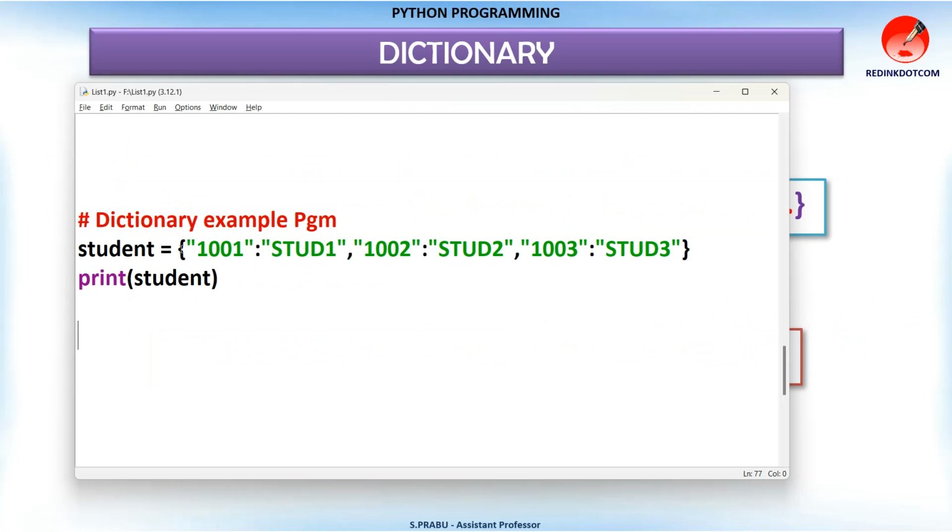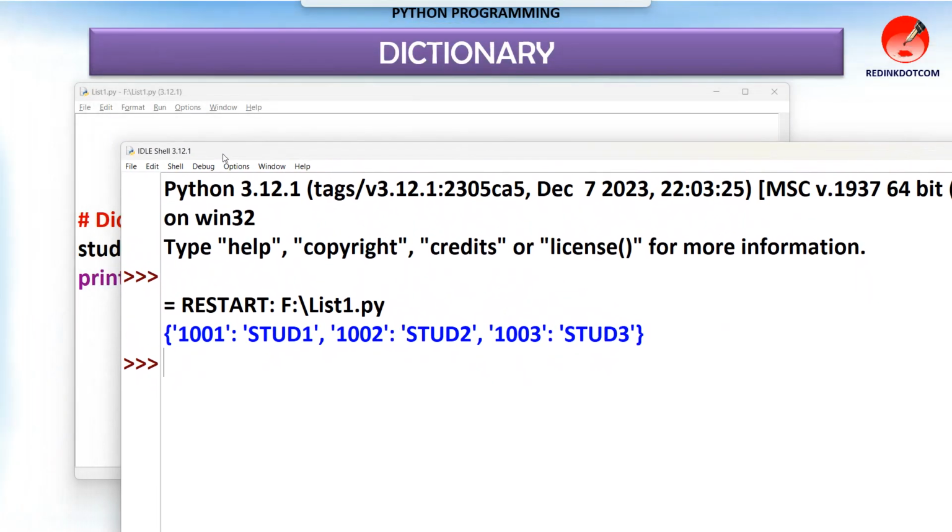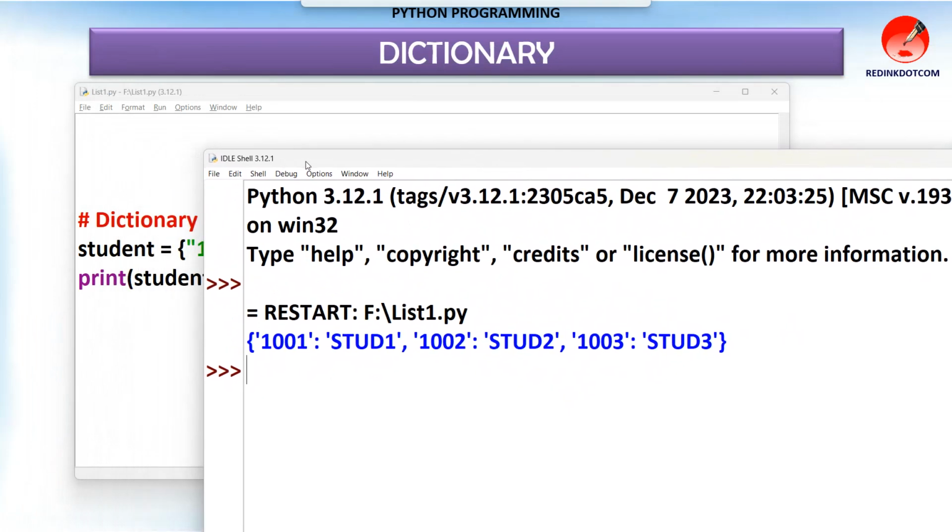In this example, I create a dictionary called student which contains three elements, each element having a pair of values. The first element is called the key, the second element is called the value. So these two are collectively called a key-value pair. First I want to print all the dictionary elements. So all the key-value pairs can be printed like this.